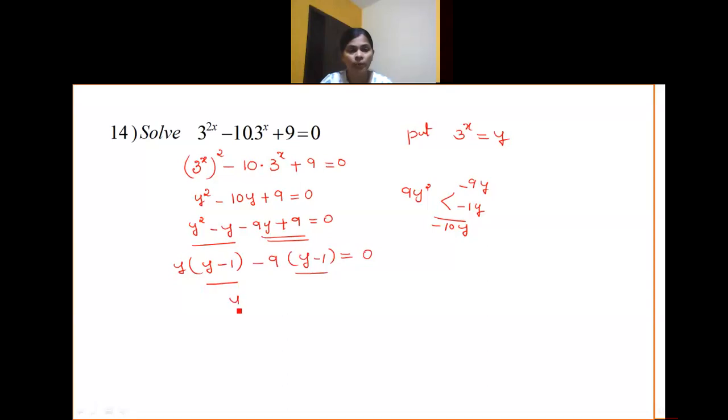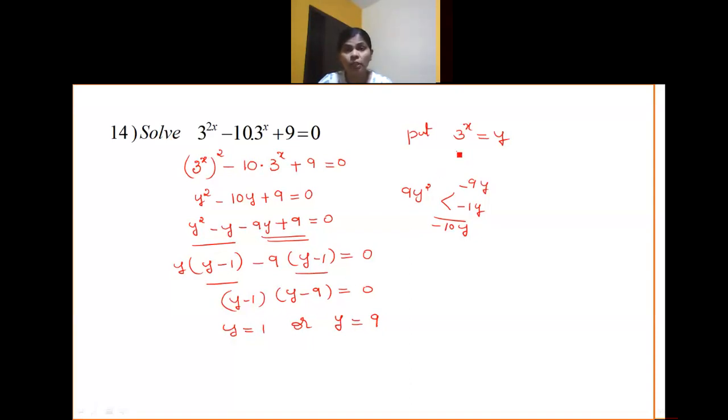I can observe y minus 1 common. So let me take y minus 1 common out. What remains is y minus 9. That's equal to 0. That says either y is equal to 1 or y is equal to 9. But the question asked to solve for x. Now since the question is asked to solve for x, what I can do over here is replace the value of y in terms of x.